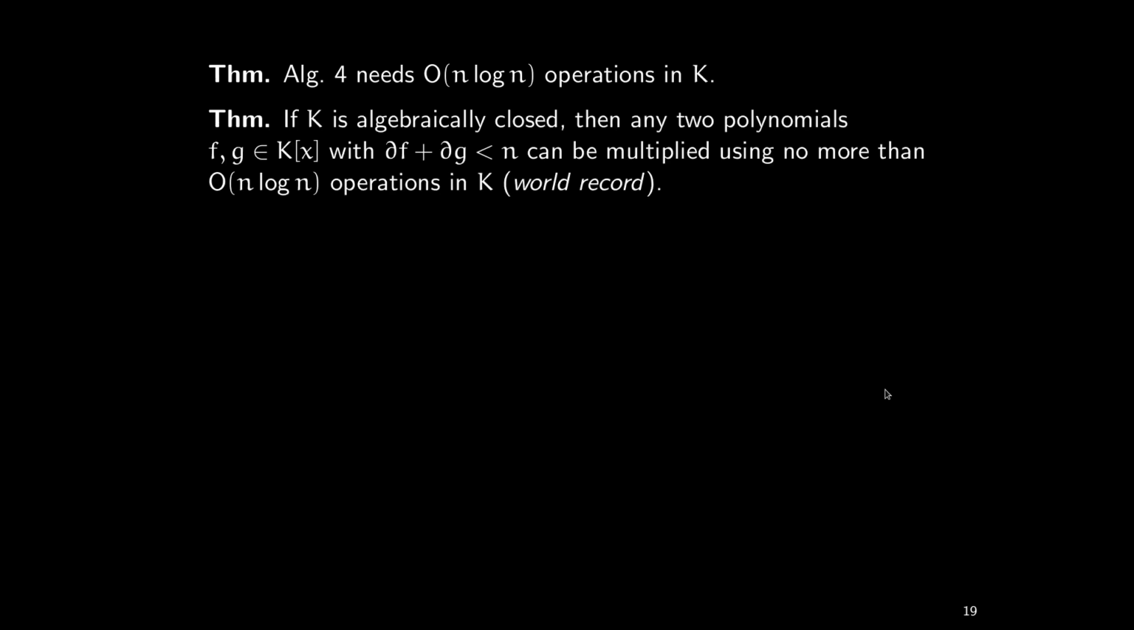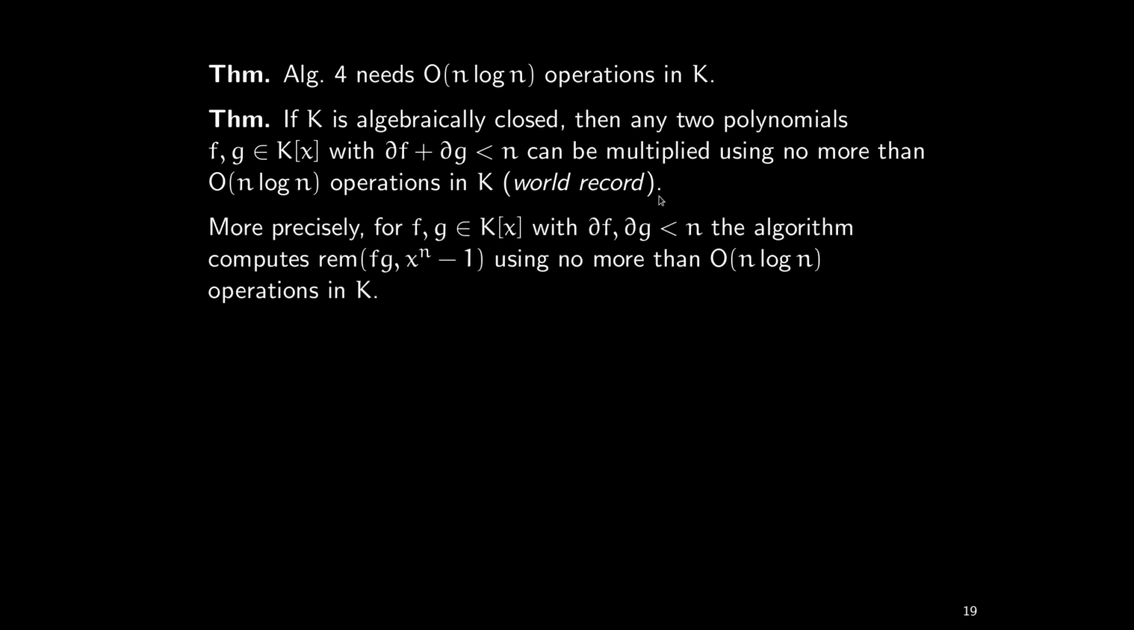What we can record now is that if k is algebraically closed, then any two polynomials, f and g, where the sum of the degrees is bounded by n, can be multiplied with no more than n log n operations in k. And this is the best algorithm we have. Unless you make any specific assumptions in addition, we don't know how to do it better.